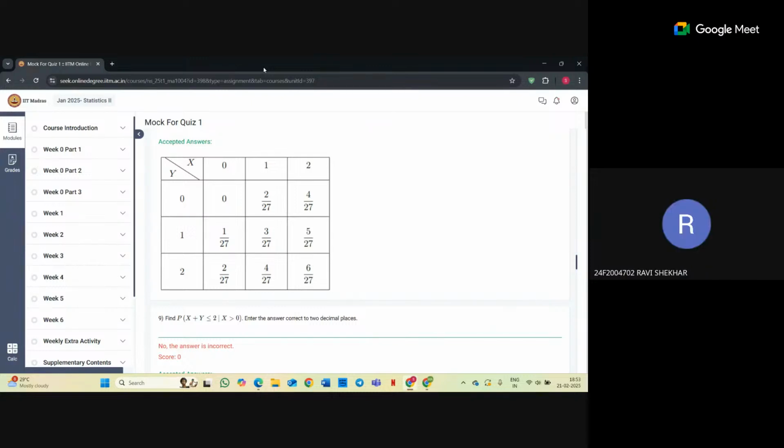So in that case, the last two values of the first row, with x equal to 1 and y equal to 1, will be all your possible cases, divided by P of x greater than 0. That is the entire last two columns. What is the answer? 9 by 24. That is 0.375. Got it. Thank you, Ravi.